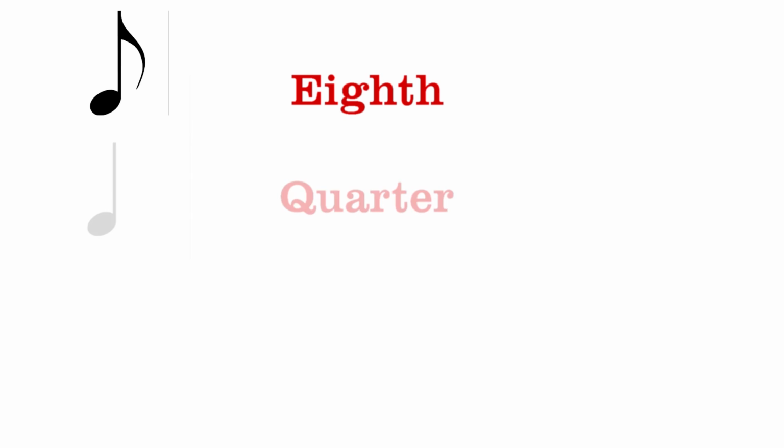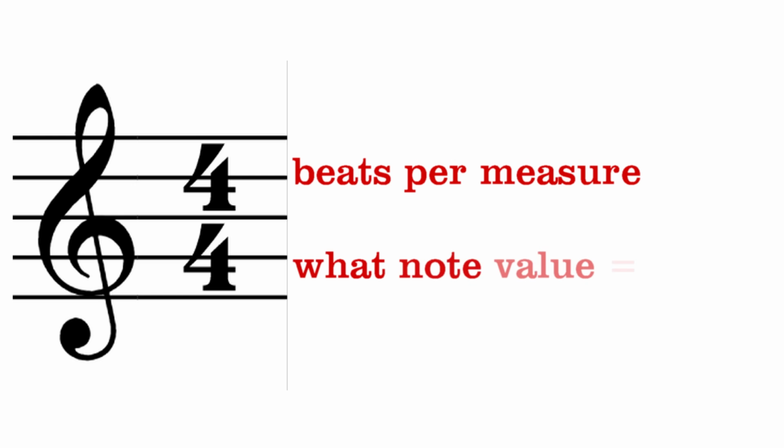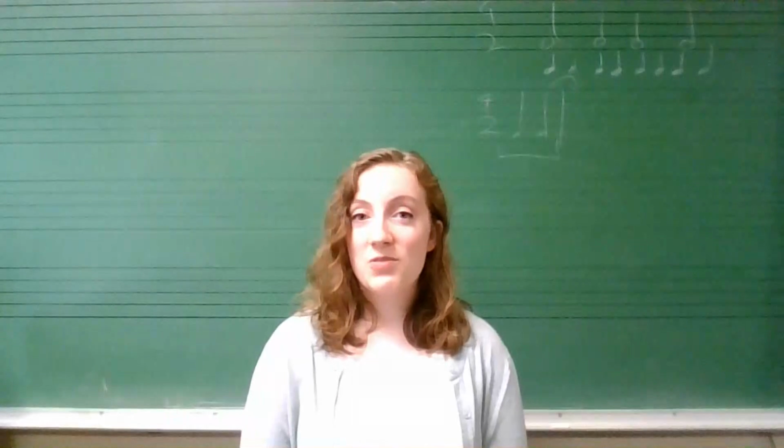So once again, note values tell us how long to hold a note compared to the other notes in a piece. Our most common note values are eighth notes, quarter notes, half notes, and whole notes. Time signatures tell us 2 pieces of information. The top number tells us how many beats are in a measure, and the bottom number tells us what note value gets 1 beat. So that's it for level 1.